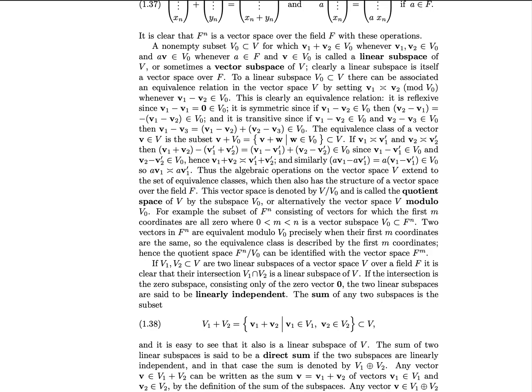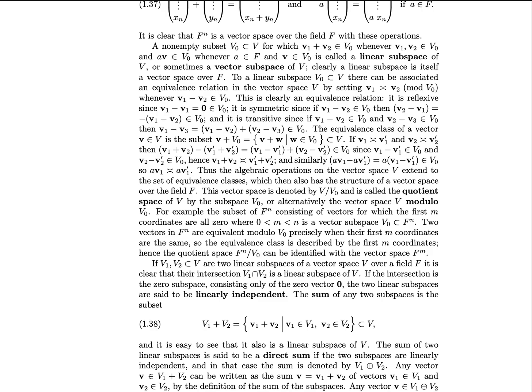We call a non-empty subset V0 of a vector space V a linear subspace if it's the case that for any two vectors in V0, their sum is in V0, and for any vector in V0, its scalar multiple is in V0. One way of phrasing that is by saying that the subspace is closed under vector addition and scalar multiplication.